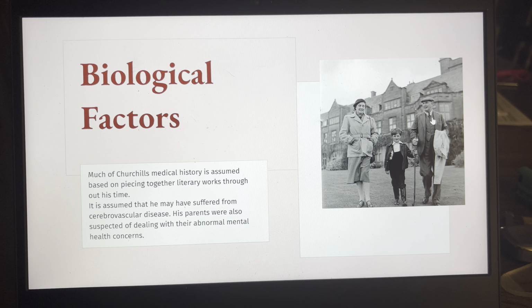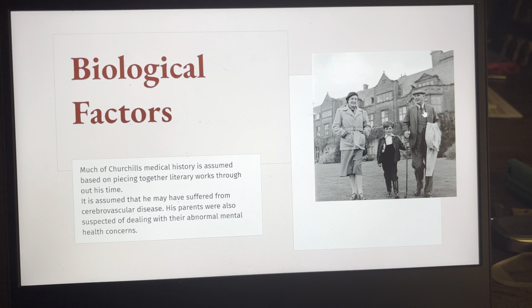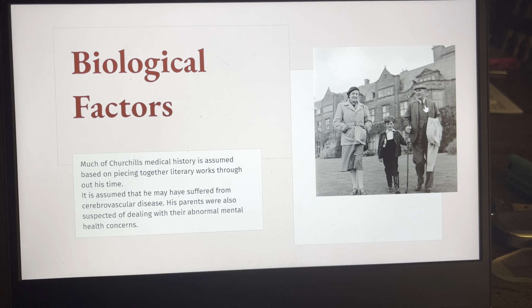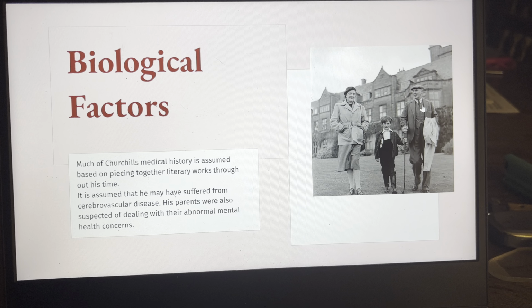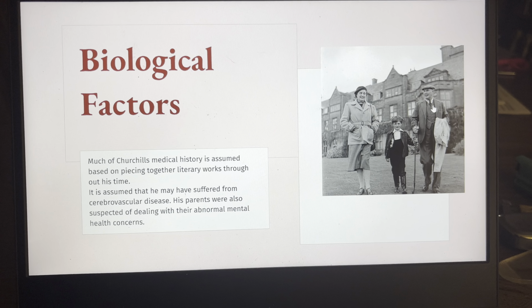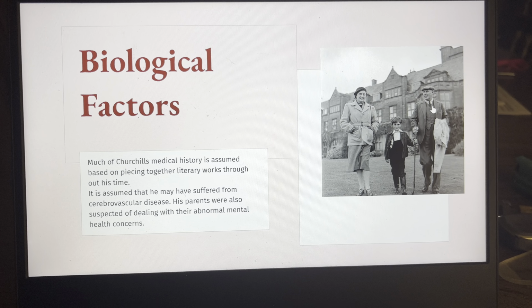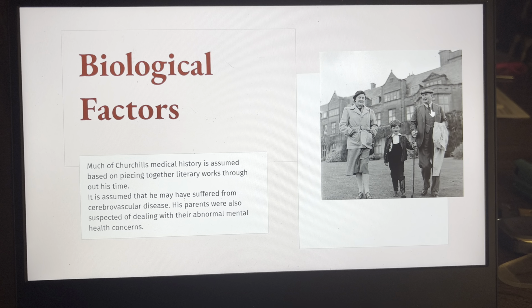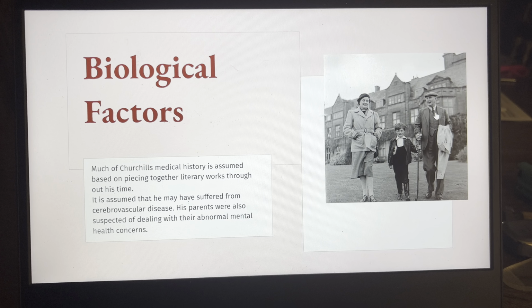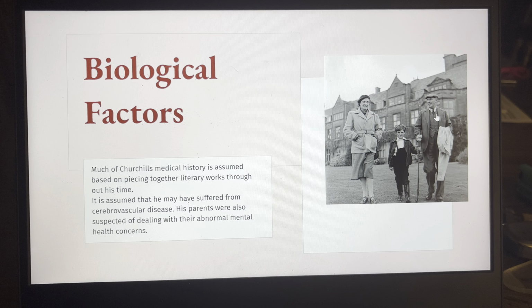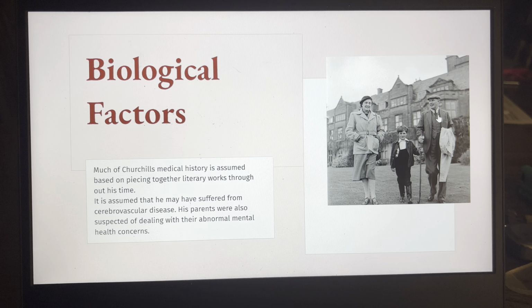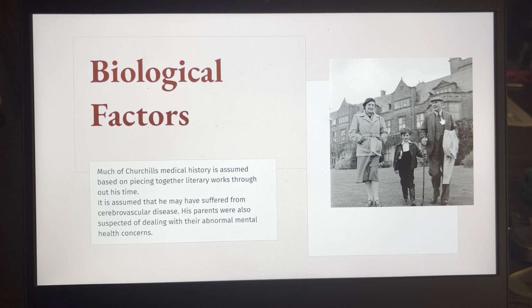Moving into biological factors. Much of Churchill's medical history is assumed based on piecing together different literary works throughout his time. There wasn't really any one document or piece of evidence that I could look at and really pull a lot of information from. A lot of it was combined looking at different letters from both his wife and his doctor and other third-party accounts.